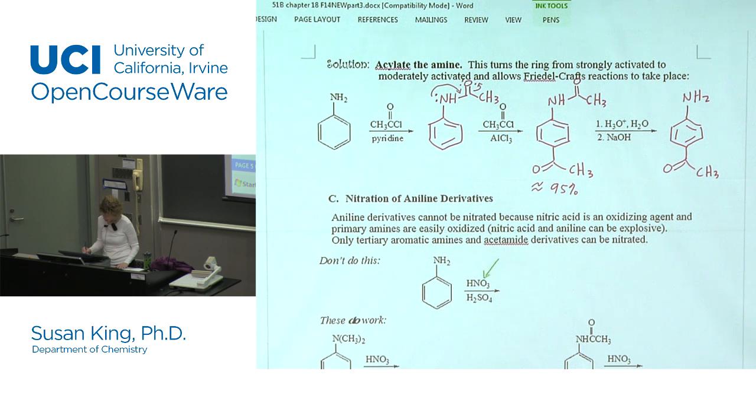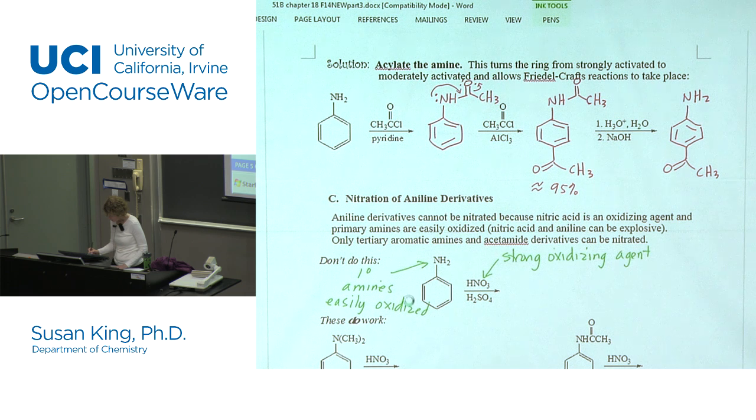Problems. Nitric acid is a strong oxidizing agent, and primary amines are easily oxidized. When you have a powerful oxidizing agent and you mix it with something that is easily oxidized, you can get an explosion, and you can get an explosion if you do this reaction. If you don't get an explosion, you get tar.